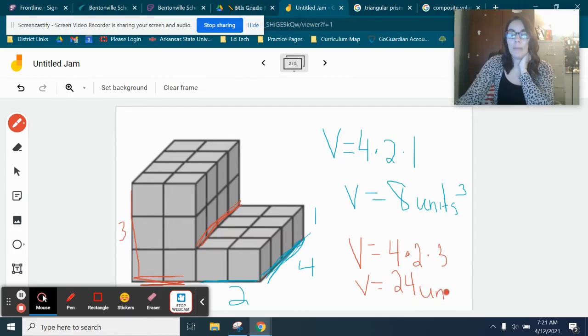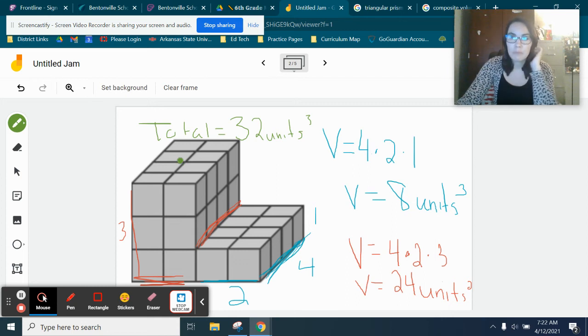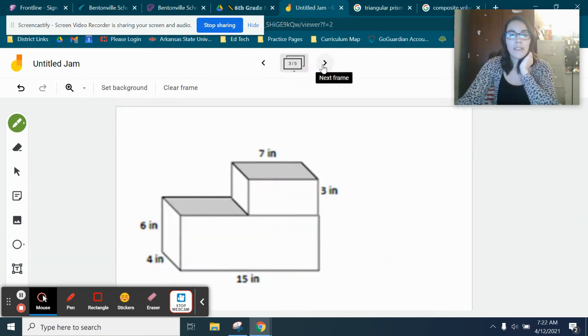But we're not done, because when we're looking for the volume of composite shapes, we need the entire volume. So our total would be adding the 2 together. 24 plus 8 would give me 32 units cubed. Sorry, I just said squared, but it's cubed, because we're looking at cubes. Okay? So let's look at another example without cubes.